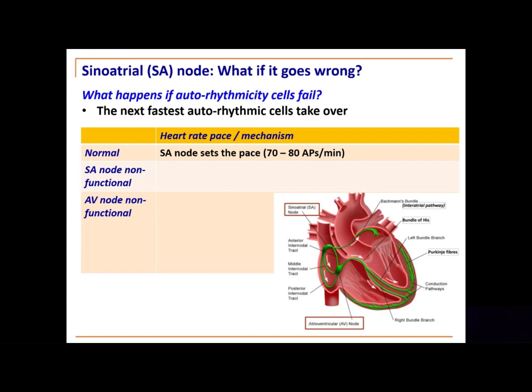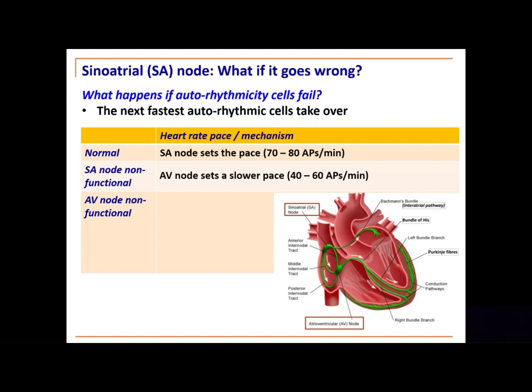So, if the SA node doesn't become functional, the AV node takes over, and so you'll have a slower pace. And on average, that's 40 to 60 action potentials per minute. And so what that means is you might have inappropriately slow ventricular rates and long pauses at rest or during various stresses. So remember, your ventricle is now going at 40 or 50 instead of 70 to 80. So it's not as fast as it should be. And the heart doesn't respond as well to various stressors because it's not responding as well to sympathetic nervous system activation, which largely works through the SA node. And the SA node isn't working, of course.